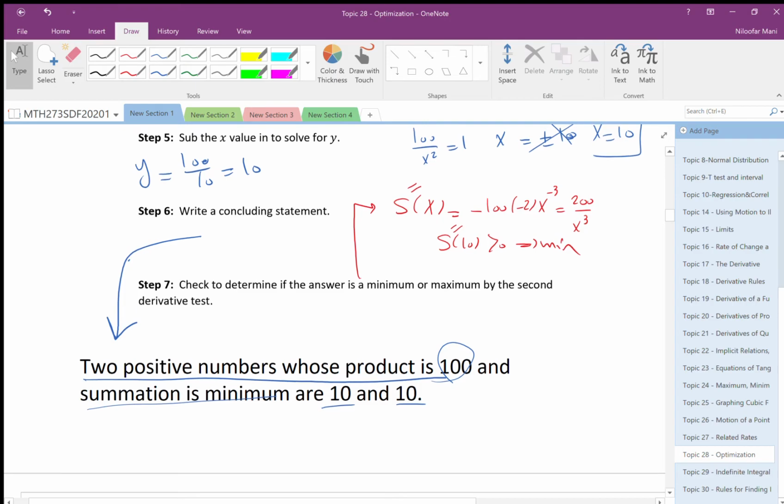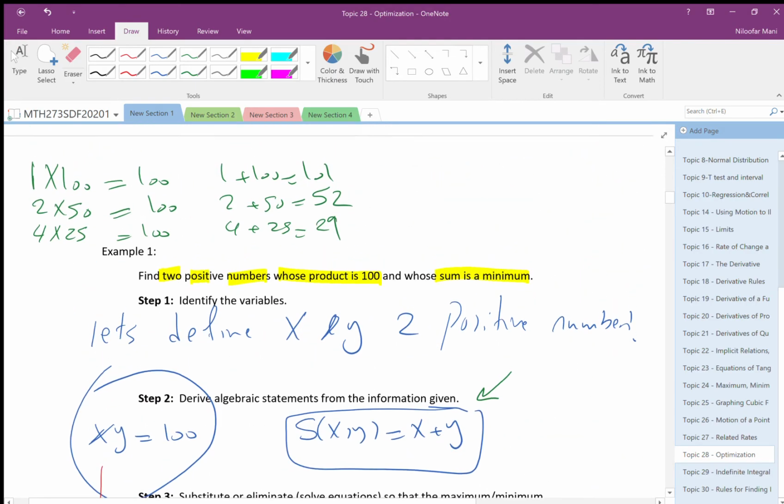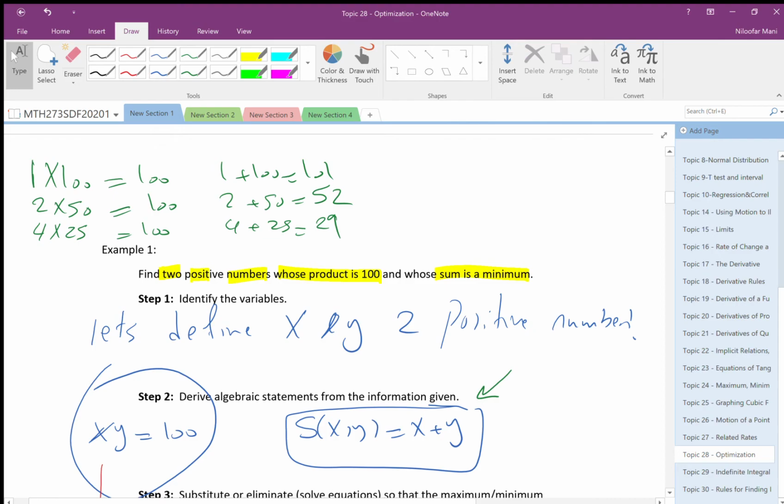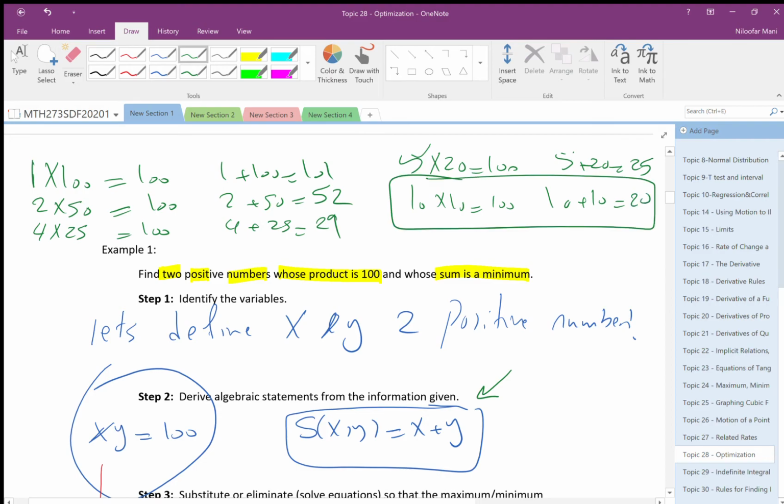So if I go here, I can show you what I did, but when I continue, I see I have 5 and 20, which makes 100, and what is 5 plus 20? 25. I have 10 and 10, which is 100, and when I add them, 10 plus 10 is 20. And this is the minimum one. But for many questions, I cannot go by this, like try and find the answer. It's very time consuming, and I may make a mistake. So I don't want to do that.